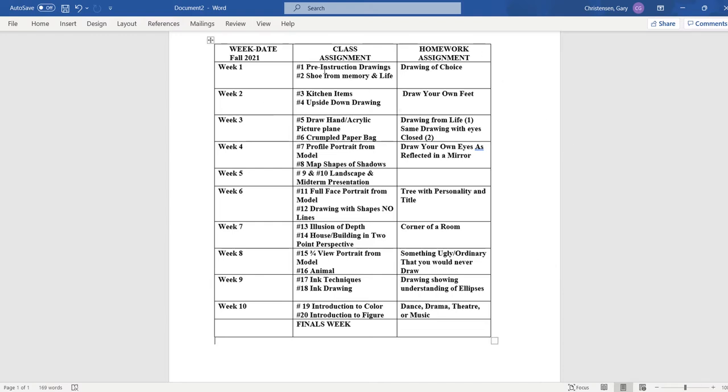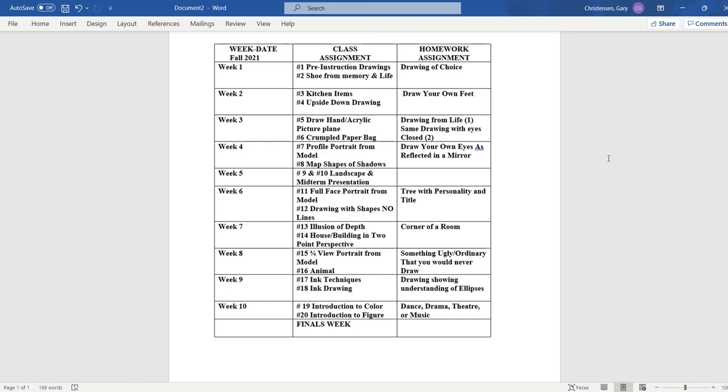Okay, so let's talk about assignment number 1. As you can see, it says pre-instruction drawings. There are 3 of those. You can do them all on the same page if you want. I sent a supply list, I think it was last week, and primarily all you really need at first is some drawing paper.